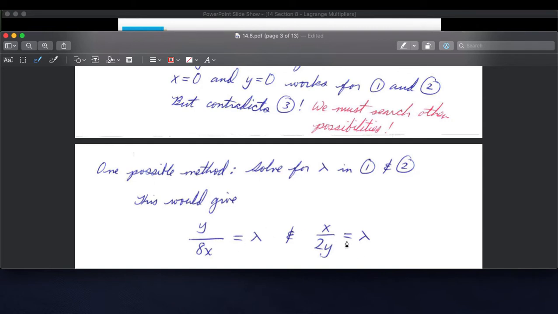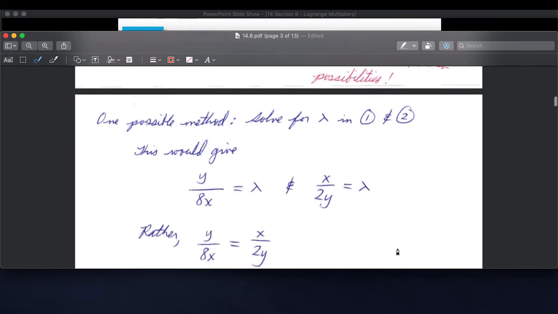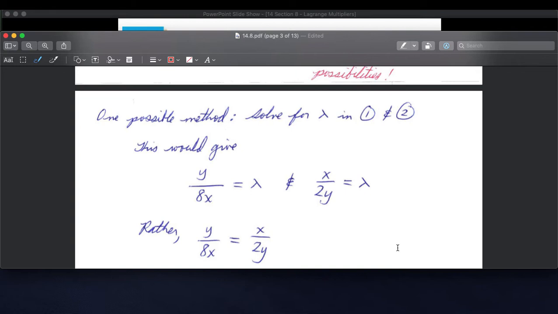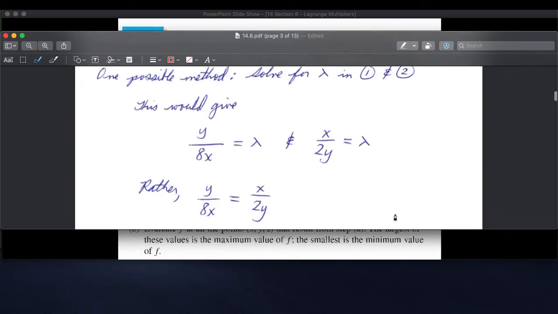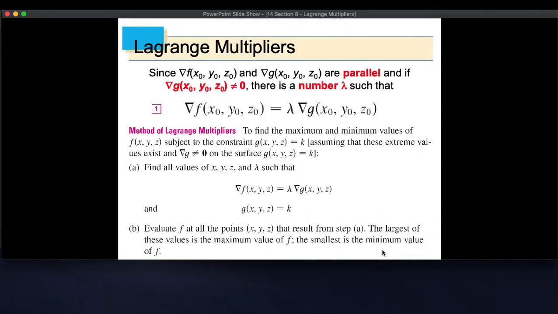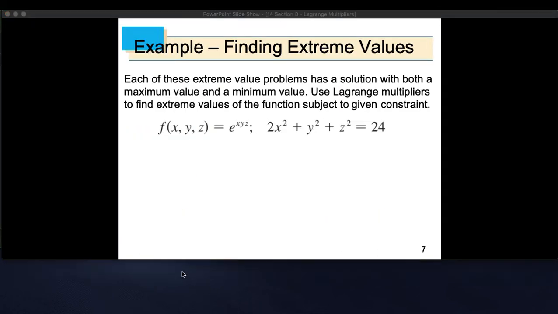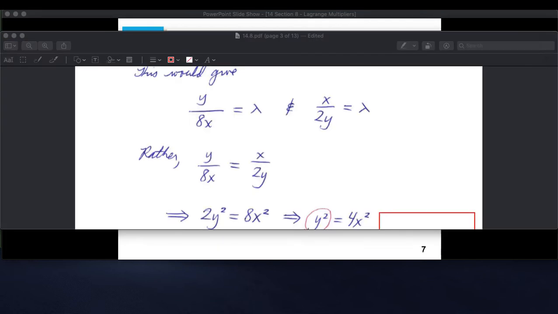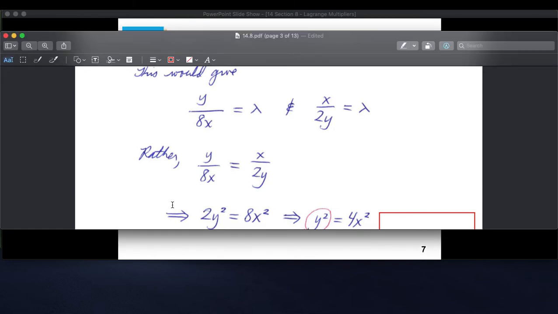And the nice thing about solving for lambda, a nice thing about this approach, is that notice they both equal lambda. And because they both equal lambda, I can just set them equal to each other. And because I can set them equal to each other, I go ahead and just cross multiply here, right? So we cross multiply.